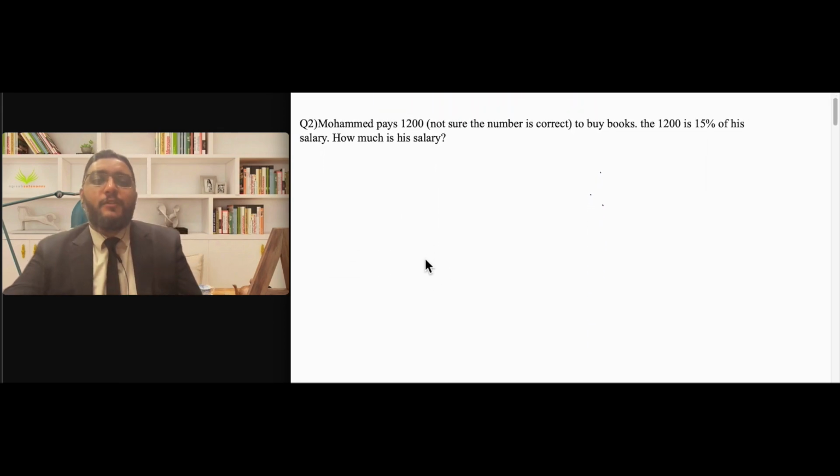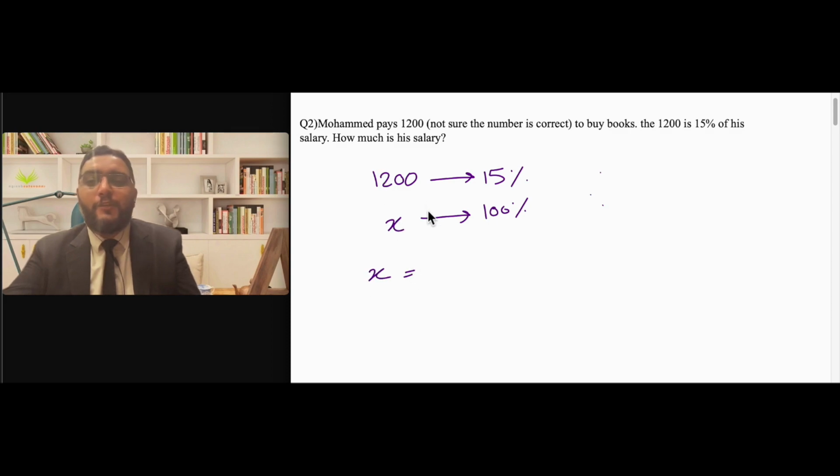Muhammad pays 1,200 to buy books. The 1,200 is 15% of his salary. How much is his salary? We want to know 100%. This is all of his salary. So to find x, just make cross multiplication. It will be 100 times 1,200 over 15.